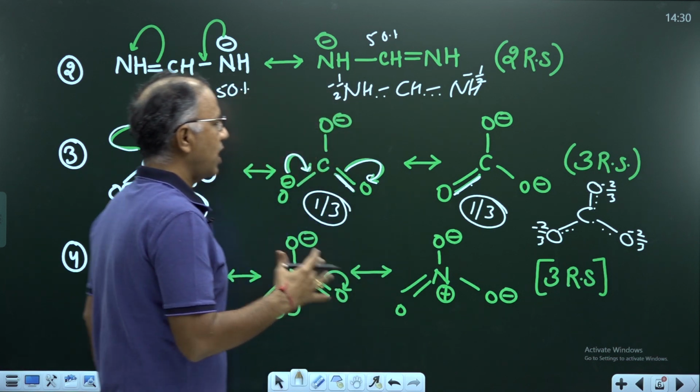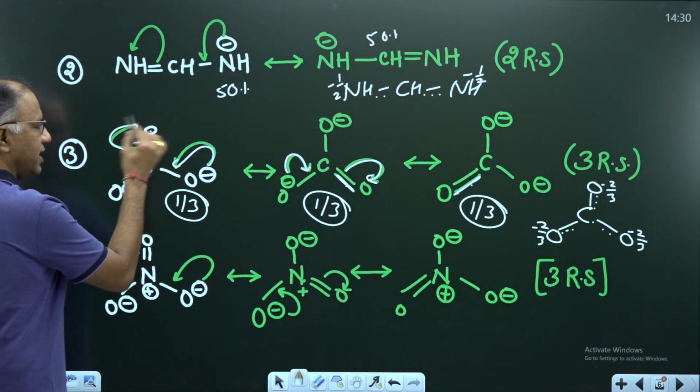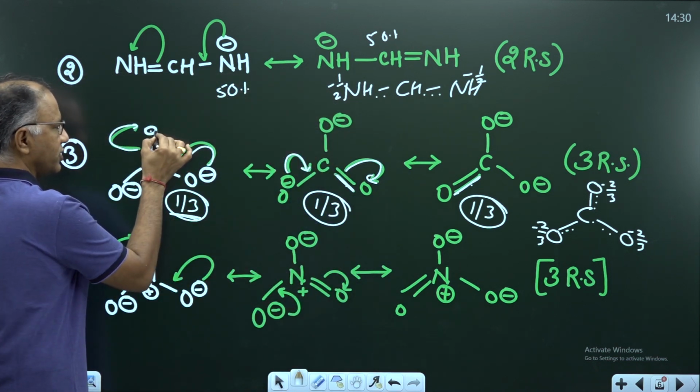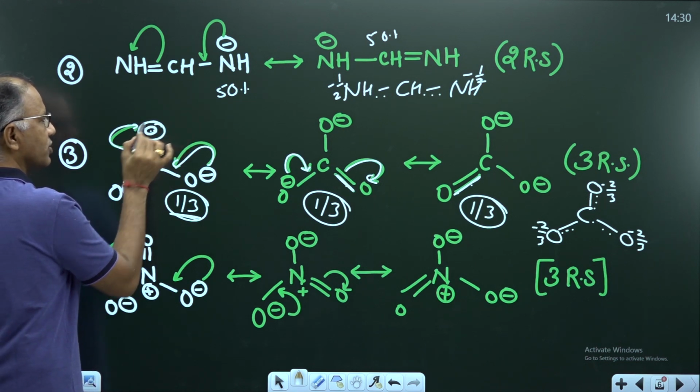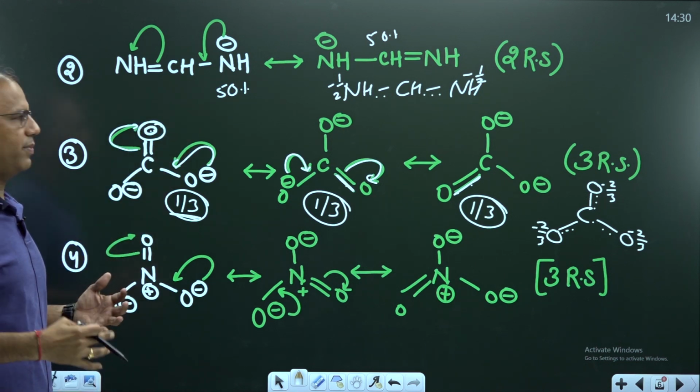So let me explain how -2/3 charge. Let us consider this RS. The contribution is 1/3, oxygen is neutral. So how much charge is contributed in the hybrid? This oxygen is contributing 0 charge in the hybrid.